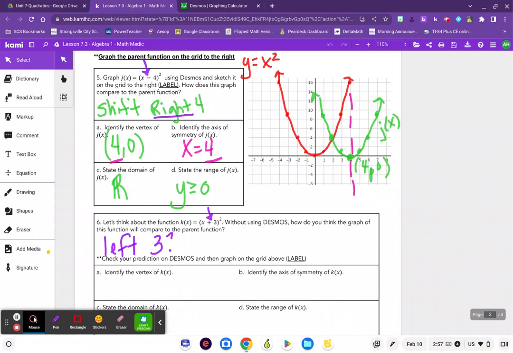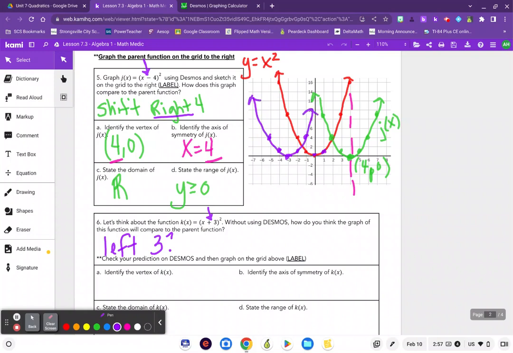All right. So I was right. I'm going to go ahead and graph this. I'm going to take this vertex and shift it this time to the left 3. So I'm at negative 3, 0. And I'm going to take this point (1, 1) and shift that left 3. Use my symmetry. I'm going to take the point (2, 4) and shift that left 3. Use my symmetry. And that's pretty good.